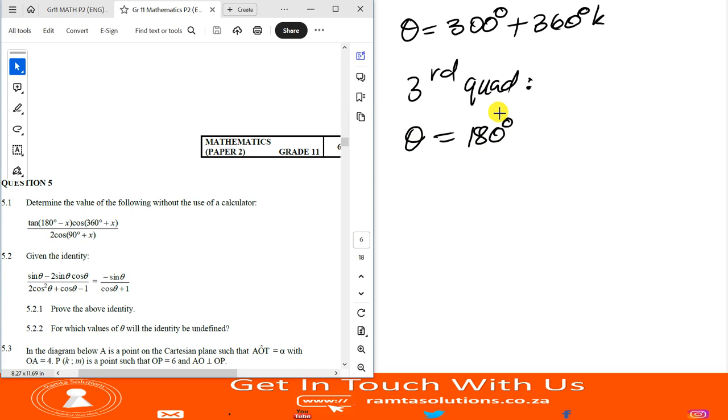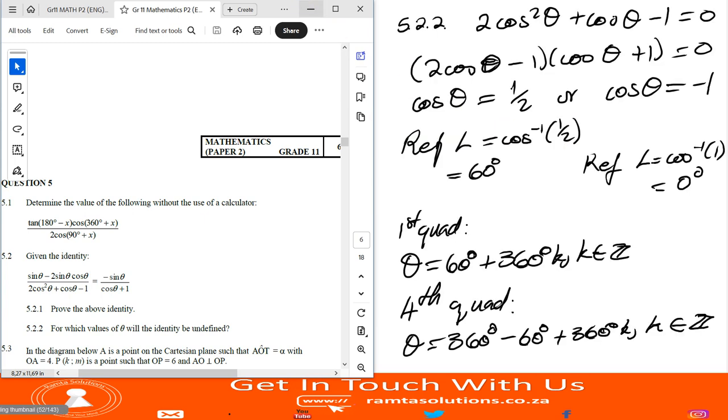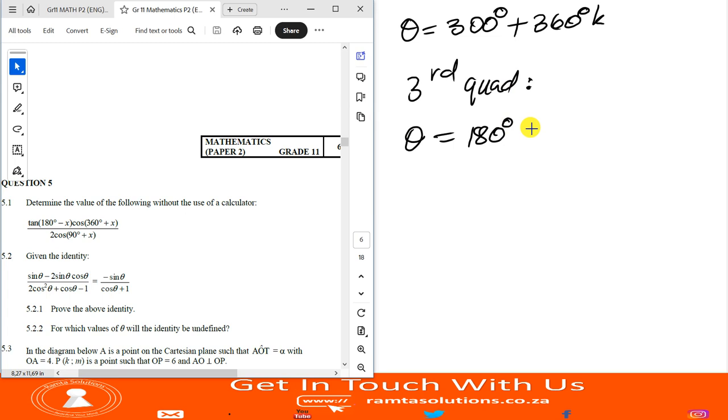Remember, in the third quadrant, it's 180 degrees plus. So this is 180 degrees plus 0. Come on, anything plus 0 is that thing. So this will become 180 degrees plus 360 degrees k, where k is an element of an integer. And this is where we leave it. These are all the values of theta where the identity will be undefined. Okay, this is where the identity will be undefined.